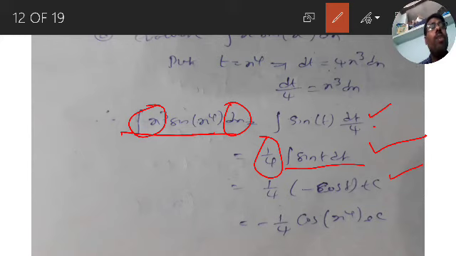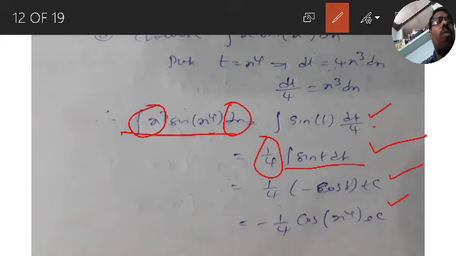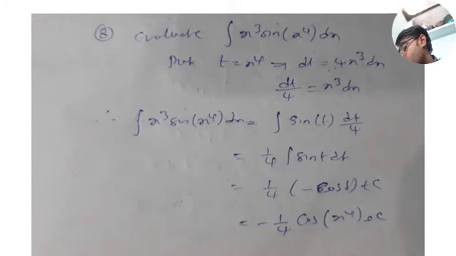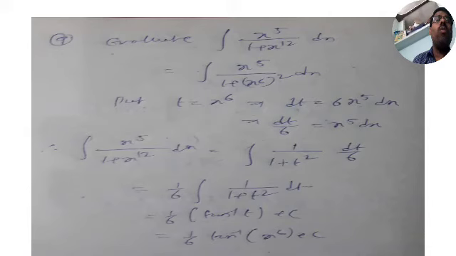What is t? X to the power of 4. That is minus 1 by 4 into cos x to the power of 4 plus c. Note it down so that we can move on. This is my 8th problem. Yes, we have to move. Yes, 9th one.